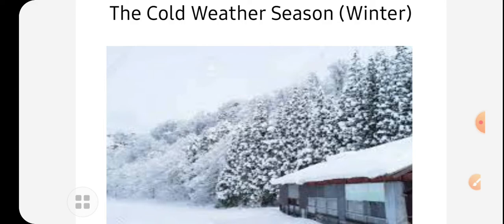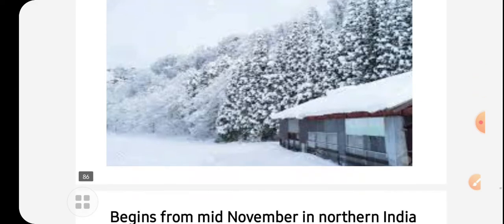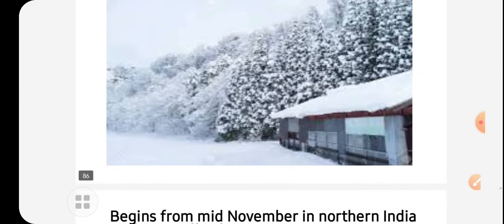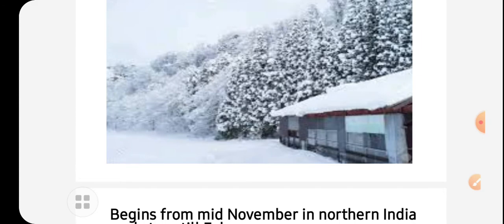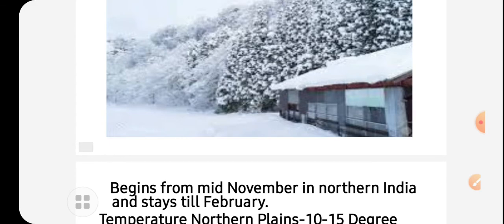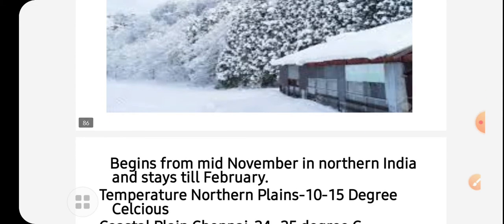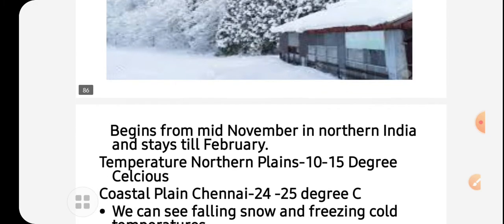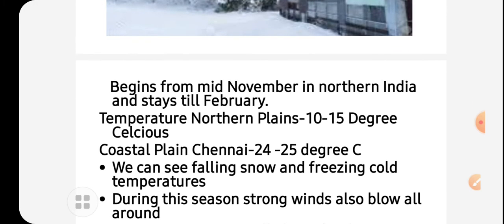Everyone knows what the cold weather season is, because in the Himalayas there is snow, and when we talk about the western part of India, it is rainfall. The whole country, the plain region and plateau region, experiences only rainfall. But when we go higher, there is hailstorm, and the form of precipitation is snow in the high ranges of the Himalayas. It begins from the middle of November in northern India and stays till February.